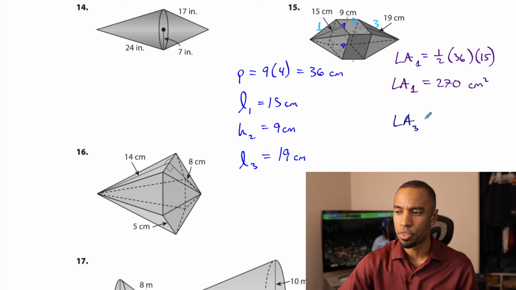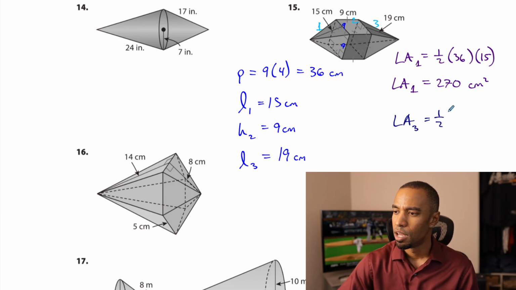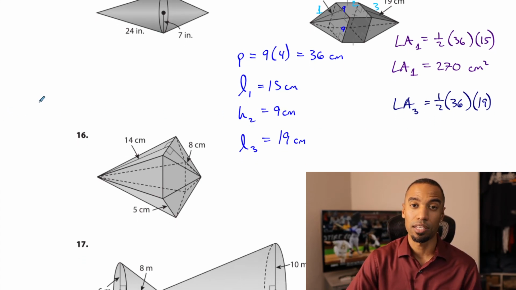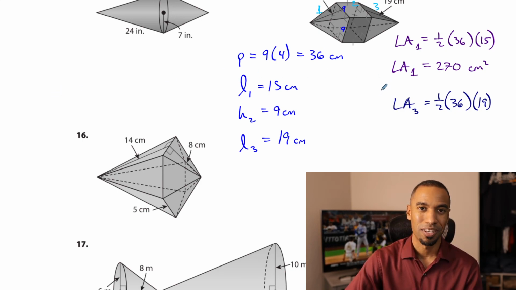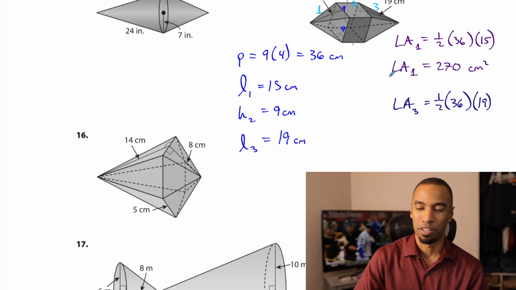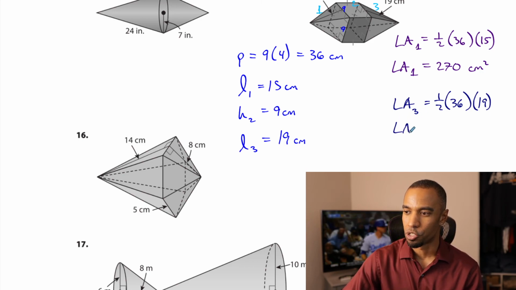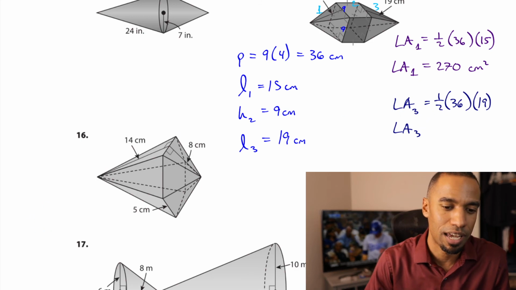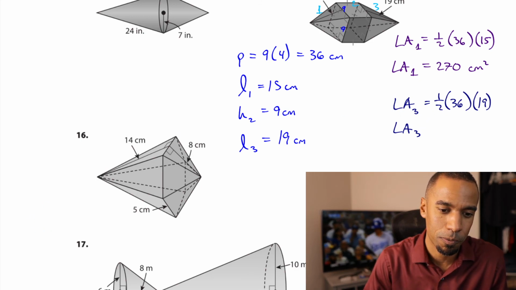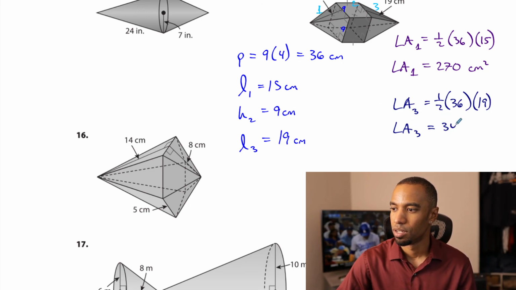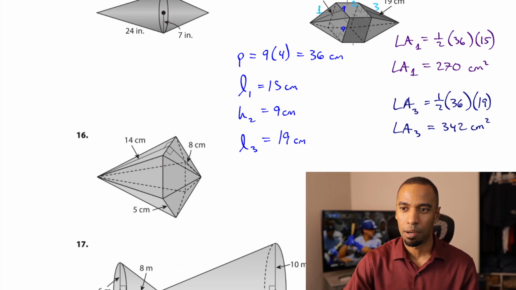The lateral area of the third object here is 1/2 perimeter of base, once again 36, times the slant height of 19. 18, if I knew 18 squared, I could tell you what 18 times 19 was. 18 squared might be 324, so I'm going to guess it's 342. So let's see if that's true or not. 18 times 19, is it 342? It is. So 342 square centimeters for that one. That's figure 3. I'm saving the prism for last.